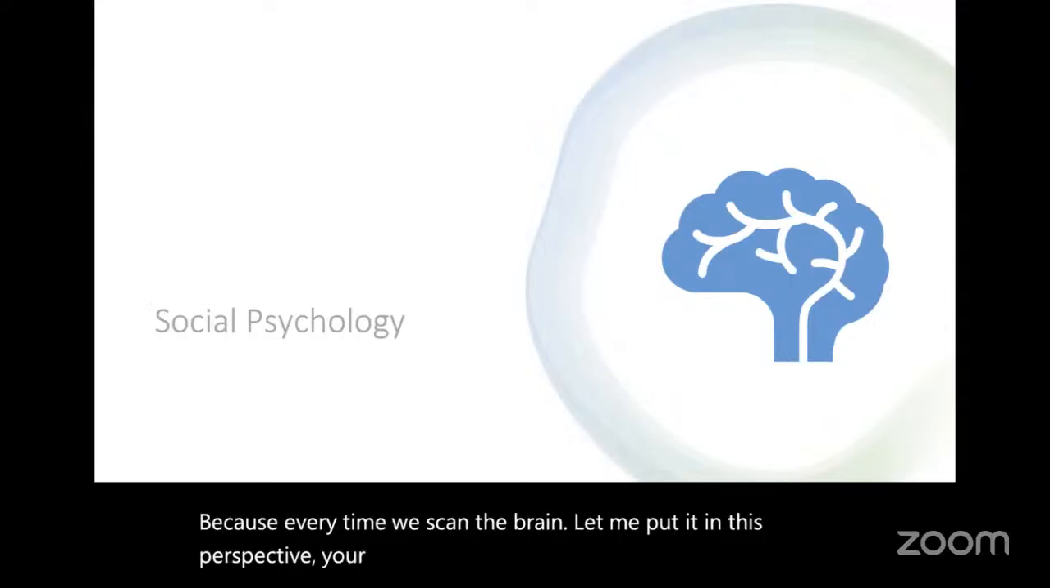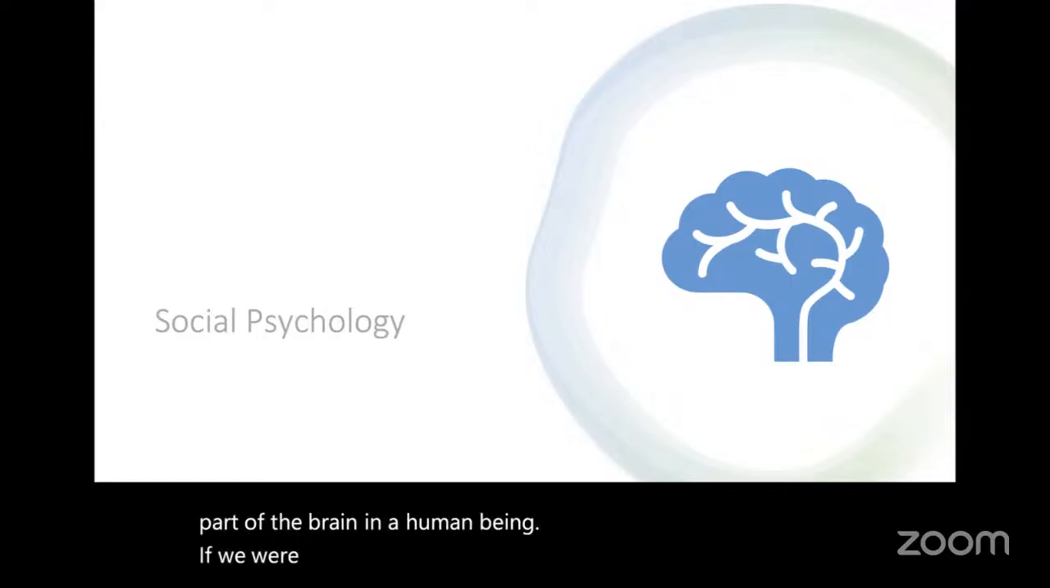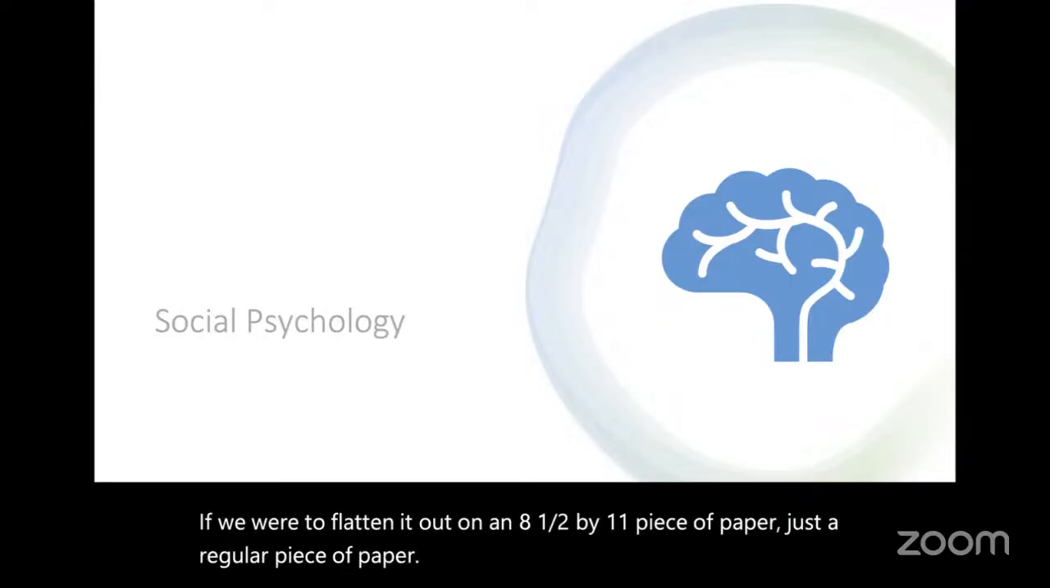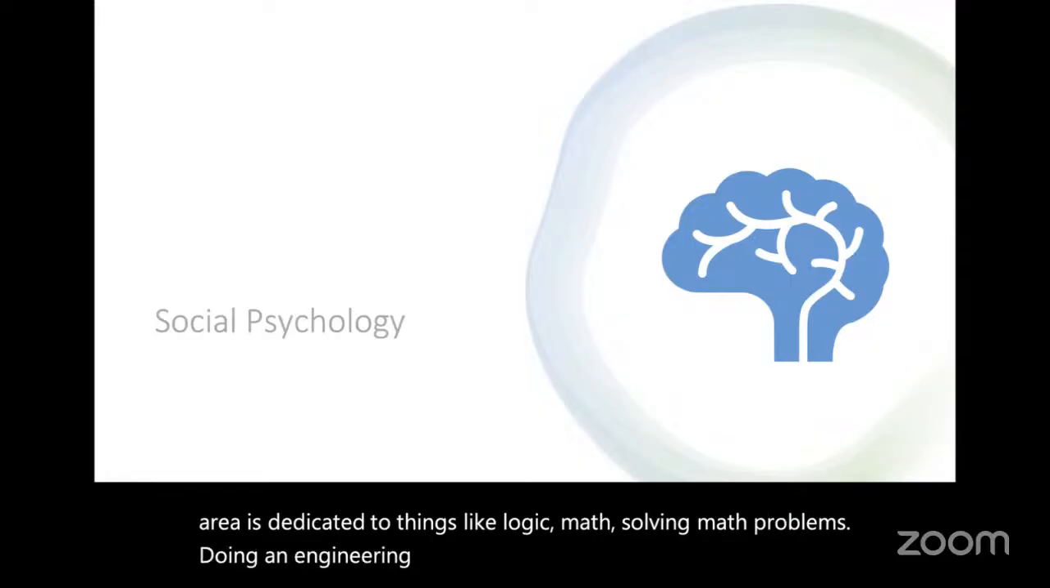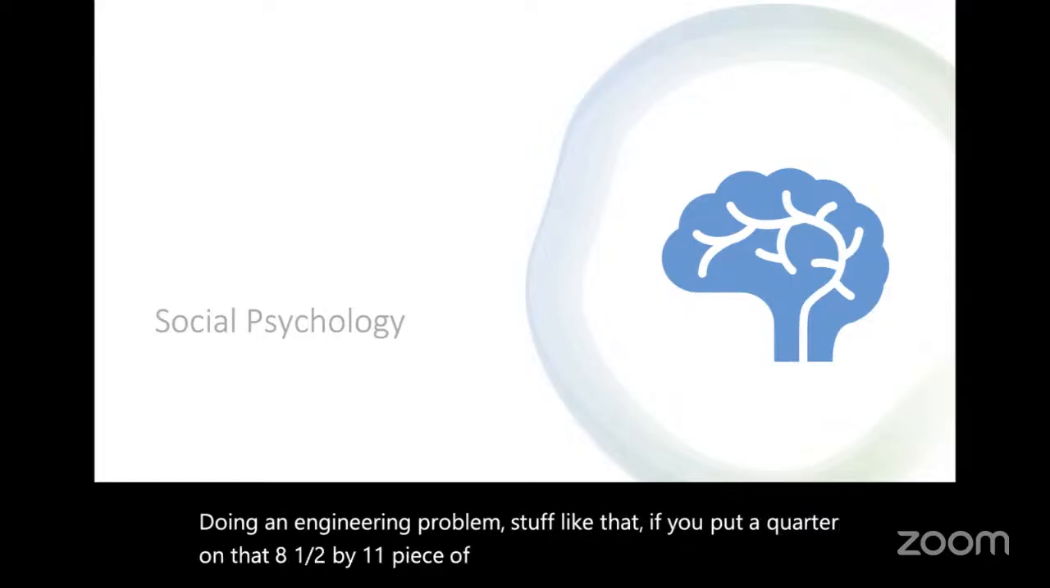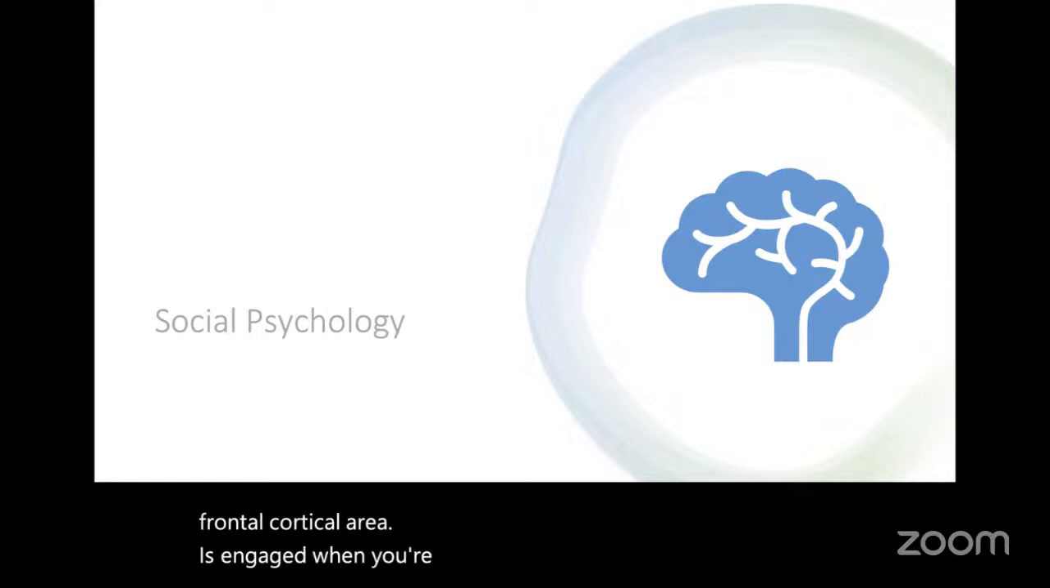Your frontal cortex, which is the most well-developed part of the brain in a human being, if we were to flatten it out on an 8.5 by 11 piece of paper, just a regular piece of paper, and we were to say how much of this frontal cortical area is dedicated to things like logic, solving math problems, doing an engineering problem, stuff like that. If you put a quarter on that 8.5 by 11 piece of paper, that's how much of area of your frontal cortical area is engaged when you're doing logic thinking like that.